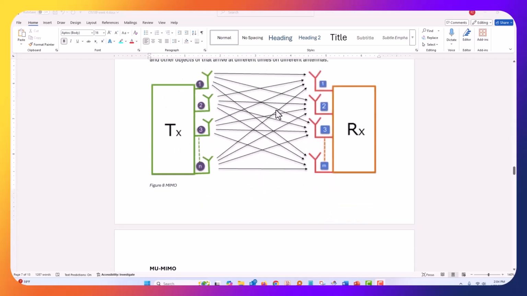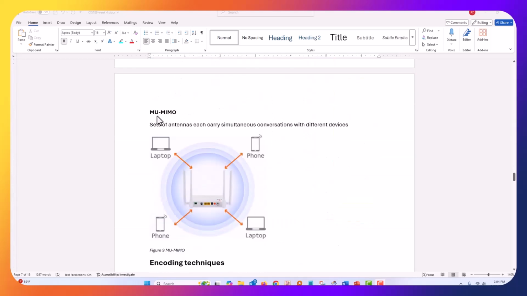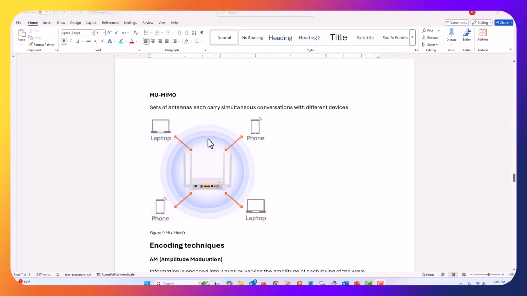Now we have something even newer than that called MU-MIMO. This means multi-user MIMO, multi-user, multi-in, multi-out. The idea is that you have multiple antennas here, and each antenna, or I should say each set of antennas, is going to another device. So, for example, I have an antenna here going to the phone, one going to the laptop, another one to another phone, another one to another laptop, and I can serve multiple devices all at the same time.